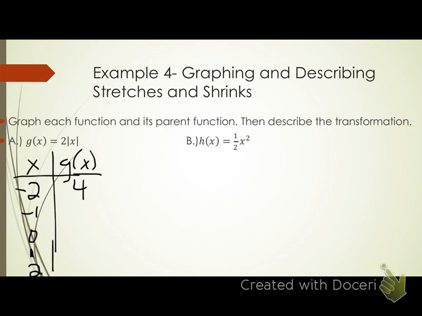We okay with that? Okay, plug -1 in. What's the absolute value of -1? 1. What's 2 times 1? 2. We okay with that? Everyone see what I'm doing? Picking x values, plugging them into my function to get my y values. Plugging in 0. What's the absolute value of 0? 0. What's 2 times 0? 0.